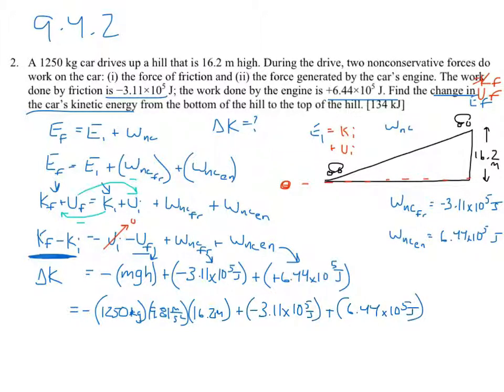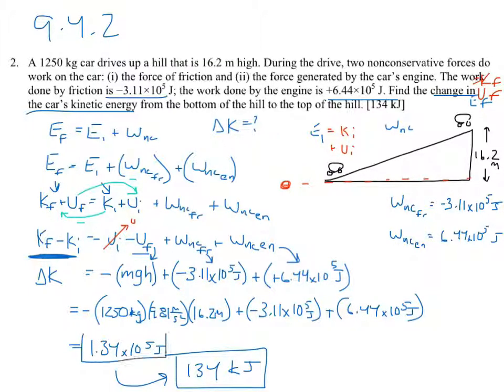Now all of our values are in place. Now all that's left to do is to plug and chug. And I get 1.34 times 10 to the 5th joules. And if we do our decimal moving, that comes out to 134 kilojoules, or 134,000 joules. So either way you say that, that's all pretty much the same thing.